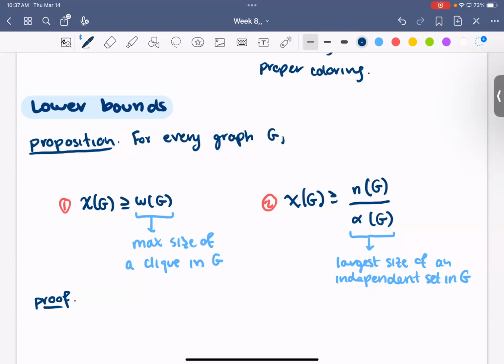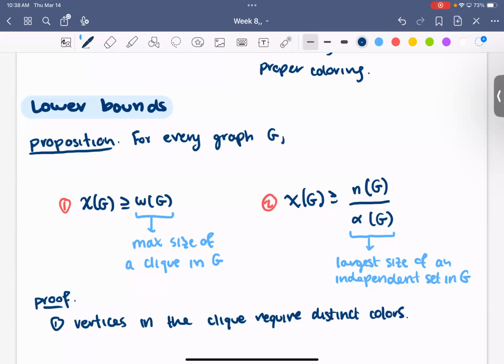Okay, are you ready to discuss or still thinking? Ready? Okay, so why is the first inequality true? Yeah, since the vertices in your clique are all connected, they require distinct colors. So that means that your chromatic number is going to be at least the size of the clique. Okay, can anyone think of an example to show that this inequality could be strict?